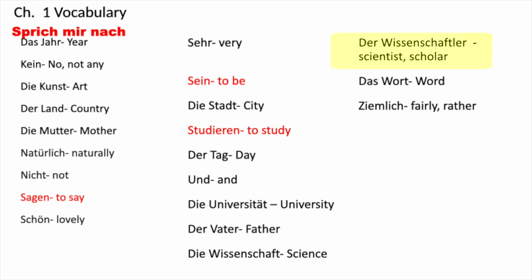Once again, German is much more logical in its formation of compound words. So if die Wissenschaft is science, the one who does science is a sciencer, or der Wissenschaftler. Der Wissenschaftler is the scientist, but also the scholar. Das Wort is the word. Ziemlich is fairly or rather.